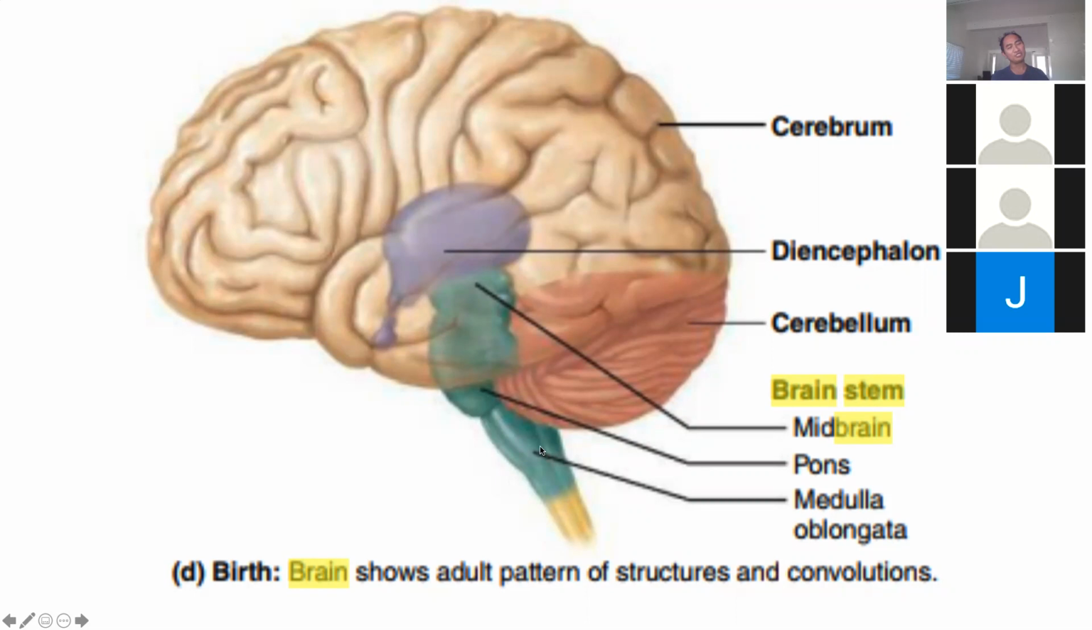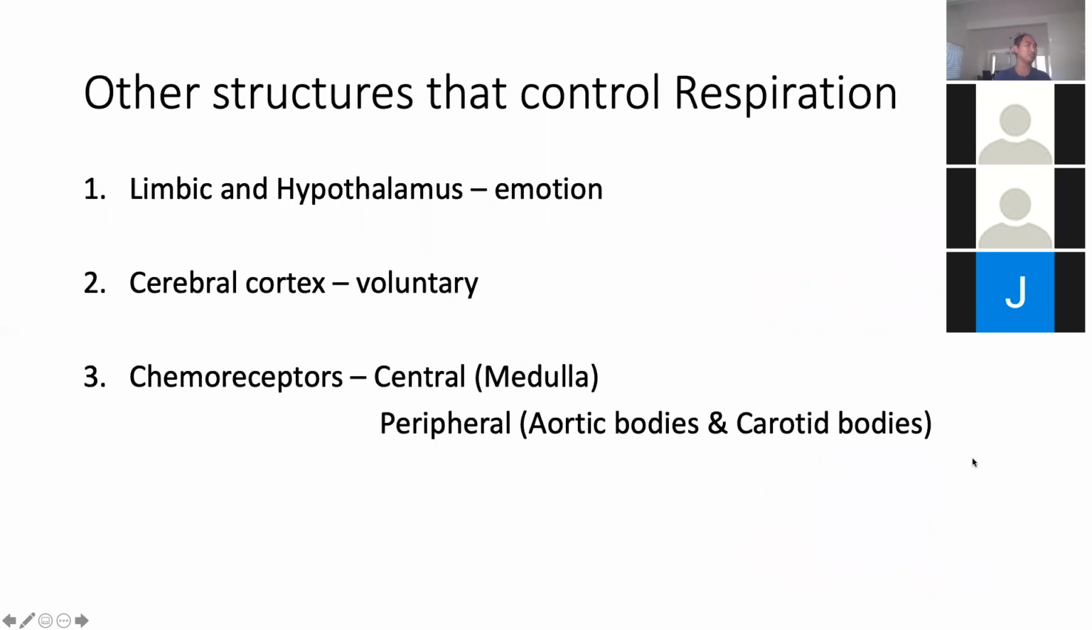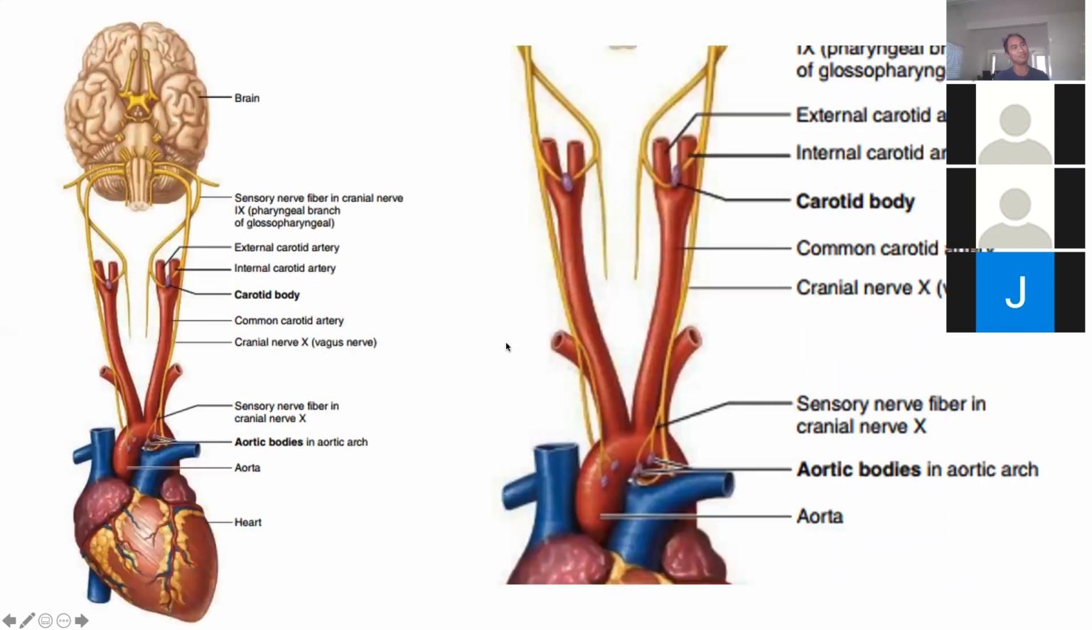The medulla oblongata has our ventral respiratory group, which gives impulses to the diaphragm via the phrenic nerve, and to the intercostal muscles through the intercostal nerves. That is the way we do our respiration. Other structures that control respiration are the limbic system, the cerebral cortex, and the chemoreceptors.